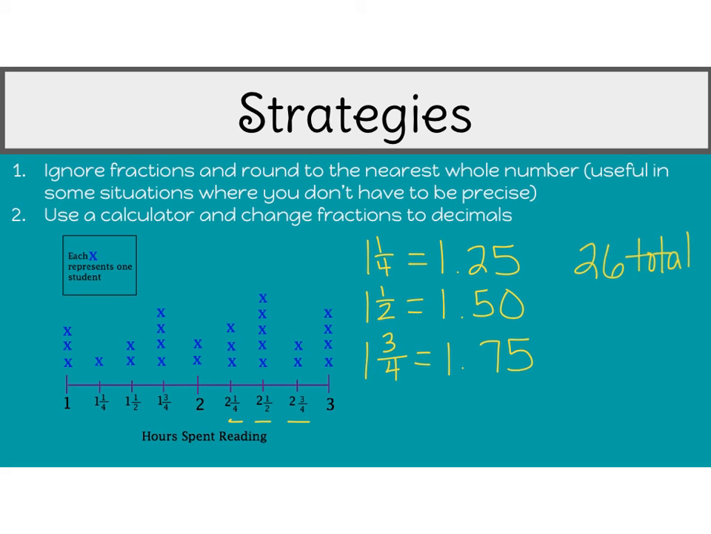Okay, so I added all of those up and I got 55 25/100, and we're going to divide that by 26, which is going to give us 2 125,000 for our typical person's hours of reading for this particular example. How did you do? Were you close to that?